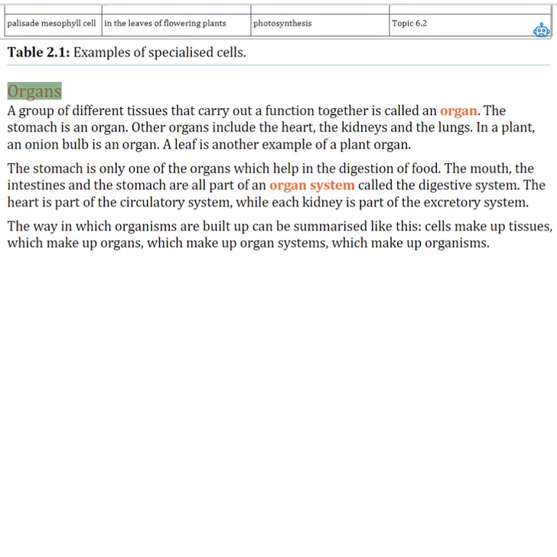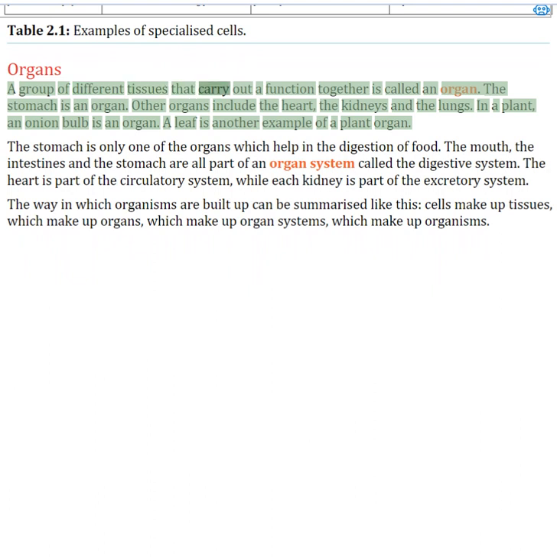Organs. A group of different tissues that carry out a function together is called an organ. The stomach is an organ. Other organs include the heart, the kidneys and the lungs. In a plant, an onion bulb is an organ. A leaf is another example of a plant organ.